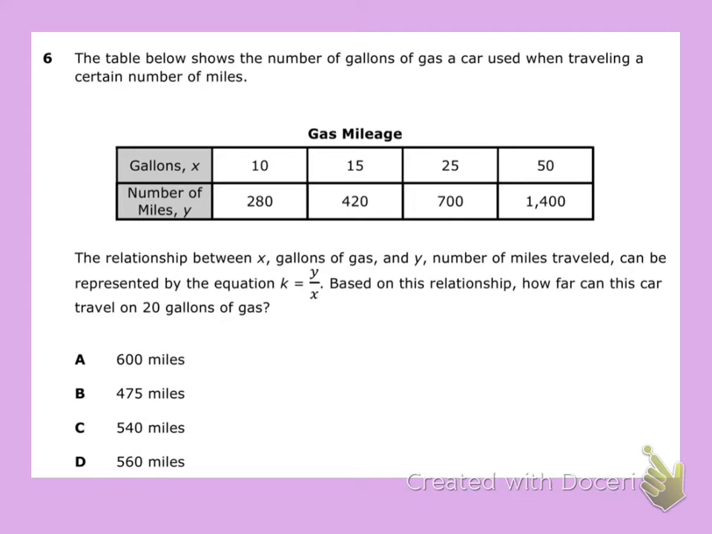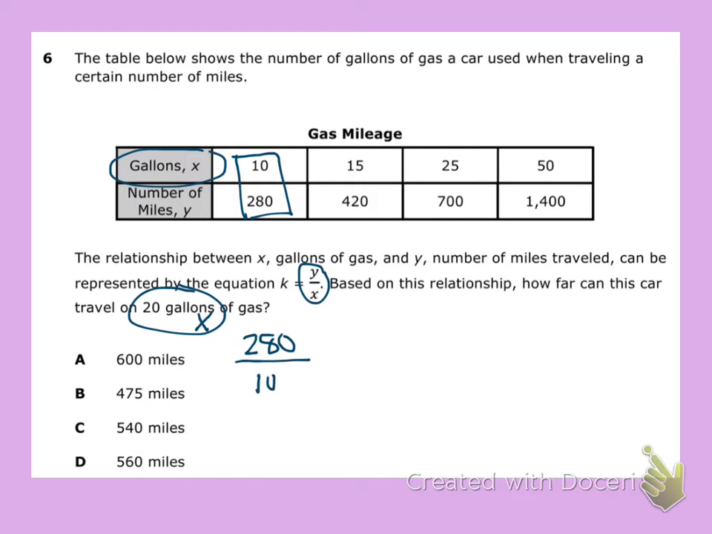So if K equals Y over X, we want to figure out 20 gallons. Is gallons your X or your Y? Good, it's your X, and it says it right there. So we're going to pull a ratio from the table, and I generally always start with the first numbers in the table because they're usually the smallest, okay? And it says Y over X. So what is our Y value? 280.